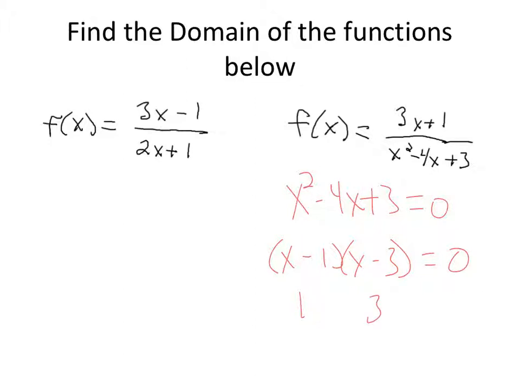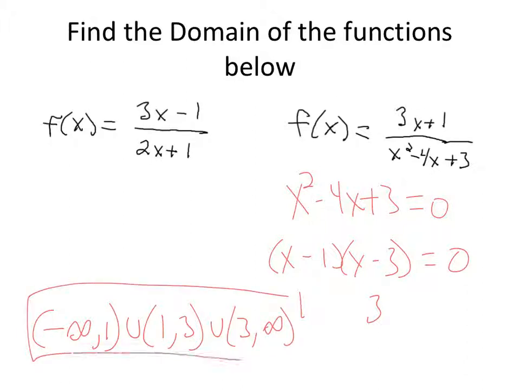So to write interval notation on this, I would go from negative infinity to 1. I would skip over 1, go 1 to 3, skip over 3, then 3 to infinity. Anything else works. Anything in those ranges works. 1 and 3 do not work, so I have to inform people about that. So that's the domain of that function. Jump in and do some of that book work now.